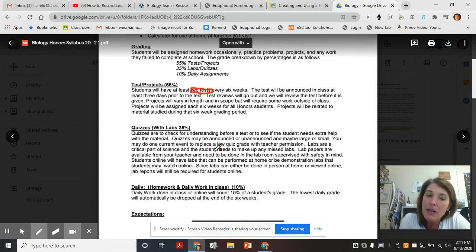Lab papers, we will write lab reports based upon the data that we receive. The first lab report that we will write will actually be the first full week of school. So it will be August 14th when we begin to write it, and I will walk you through that process. Altogether, labs and quizzes are 35%. Daily work is 10%, so any other assignment that's not quizzes or projects, things that we do in class, count for about 10%.